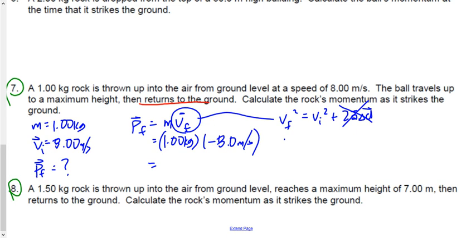Okay, do the math here. You know what? I think you guys are smart enough to do this without your calculators. Okay, well, some of you are. 1 times -8 is -8.0 kilogram meters per second. Actually, -8.00, isn't it? 3 digits.